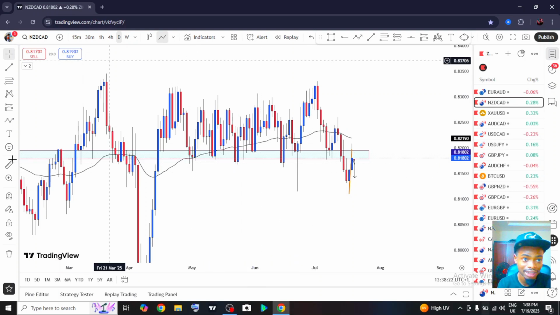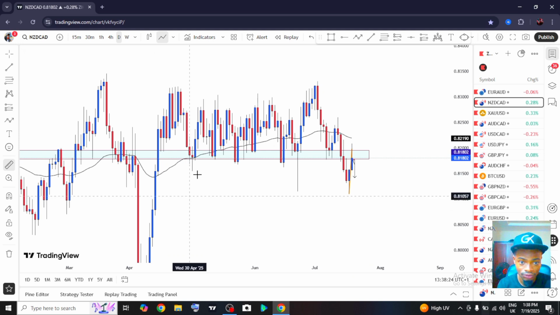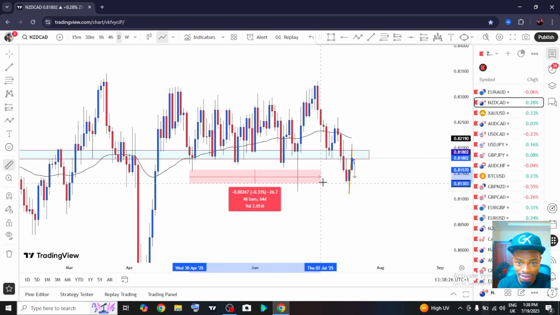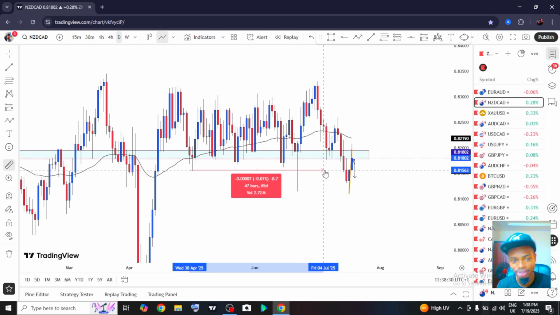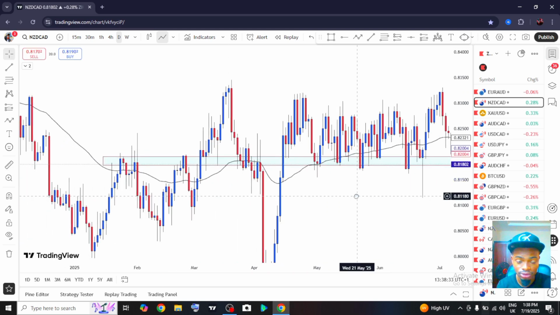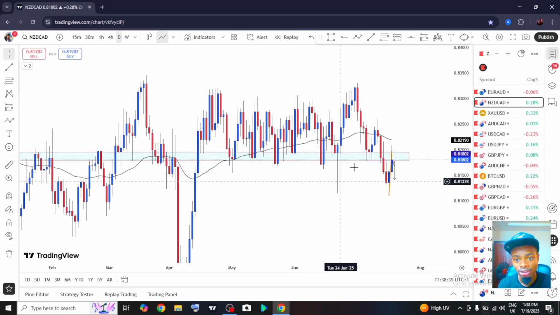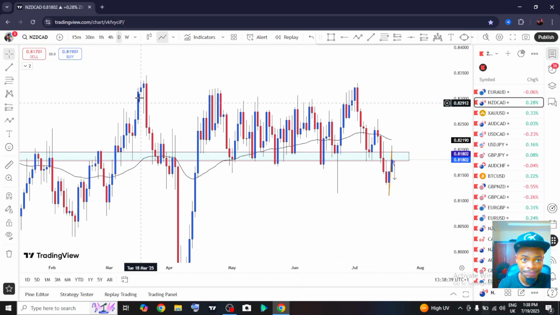In fact, for the past 69 days, price has not broken this area. Price has not broken this area for the past 69 days. So now we have had that break this week, right?